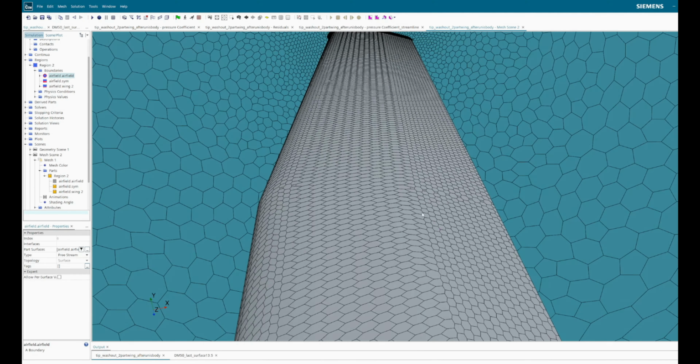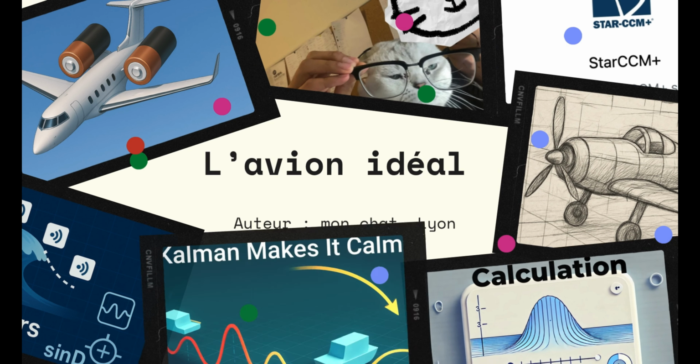In the next video, we will continue advancing the semi-fluid structure interaction workflow.